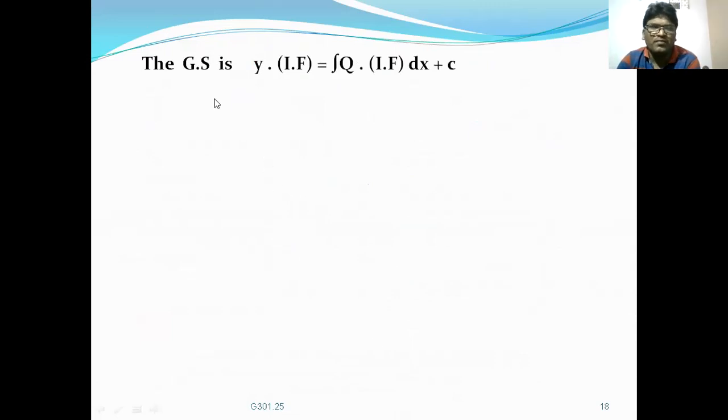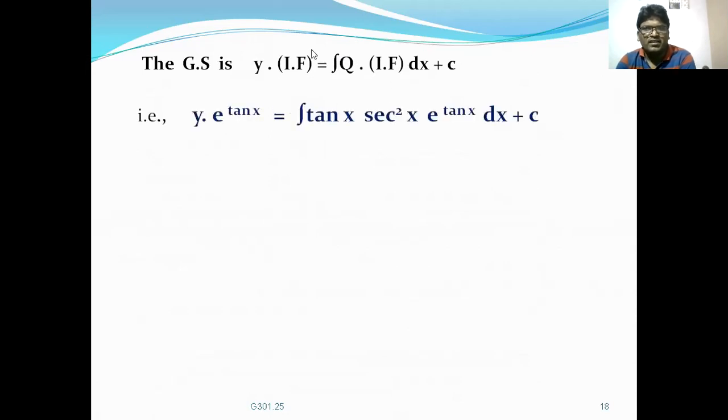Therefore, the general solution of the given linear differential equation is y into integration factor is equal to integration of q into integration factor into dx plus c. In this equation, we have to substitute the integration factor on the left and right side. Then this equation becomes y into e power tan x is equal to integration of tan x into secant square x into e power tan x.